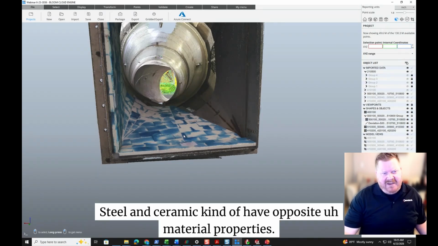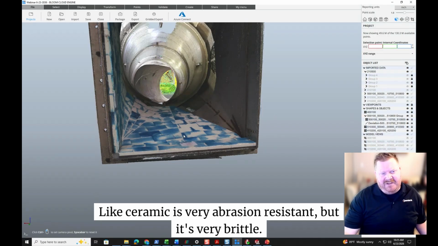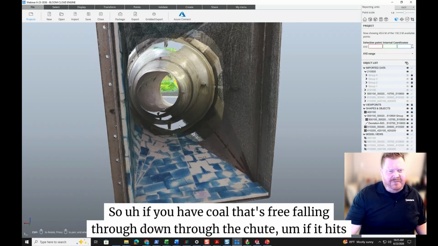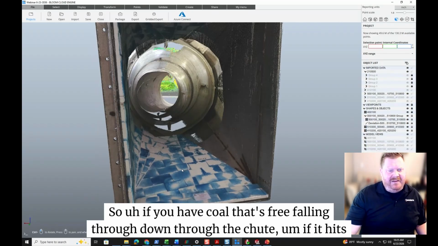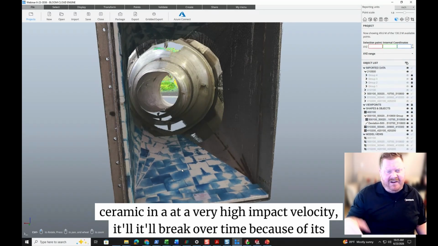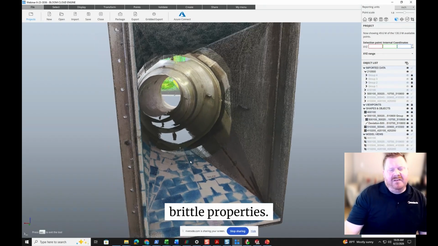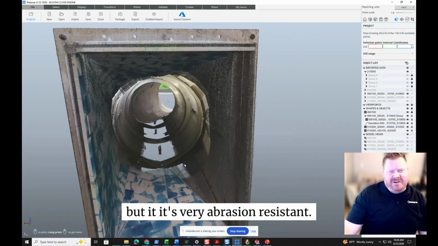Steel and ceramic have opposite material properties. Ceramic is very abrasion resistant, but it's very brittle. So if you have coal that's free falling down through the chute, if it hits ceramic at a very high impact velocity, it'll break over time because of its brittle properties. But it's very abrasion resistant.